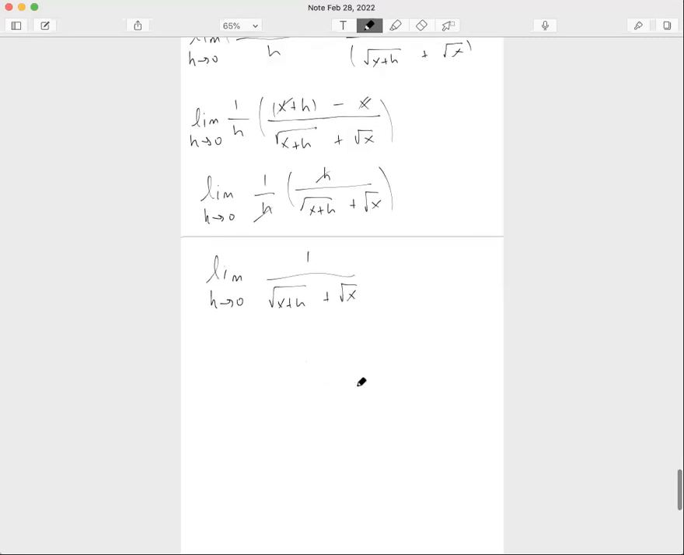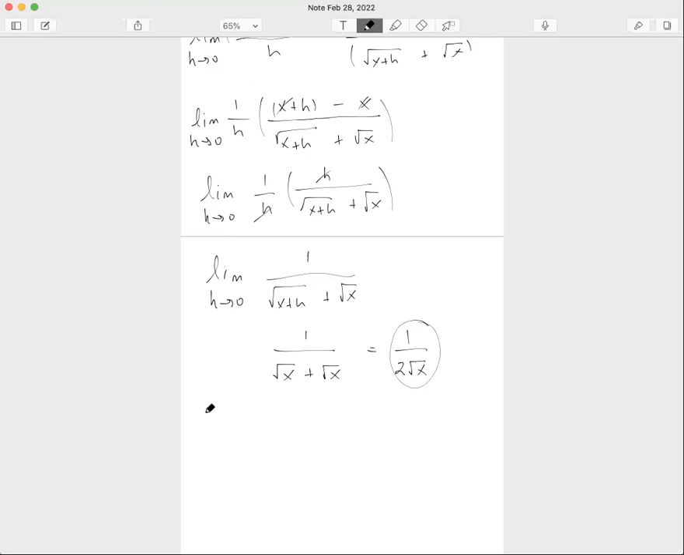All right, so as h approaches 0, what's happening? Am I allowed to just plug in h equals 0 here? Yeah, there's no problem doing that, right? So I have 1 over radical x plus radical x. Okay, so what's that? 2 radical x. So that's it.